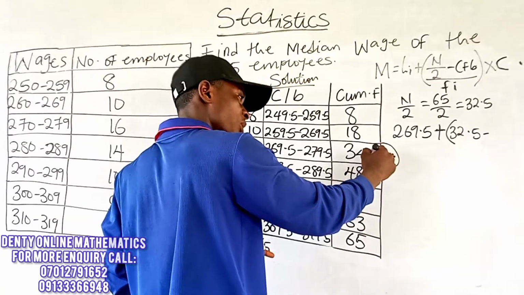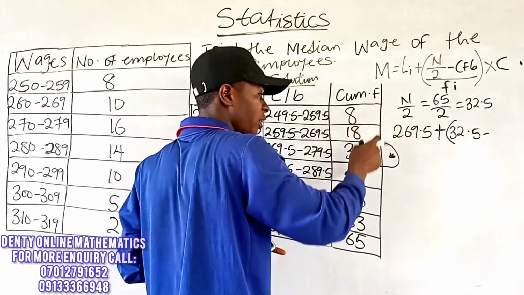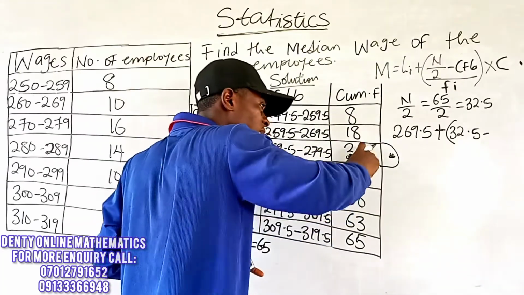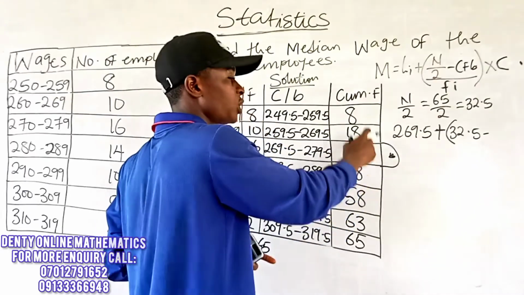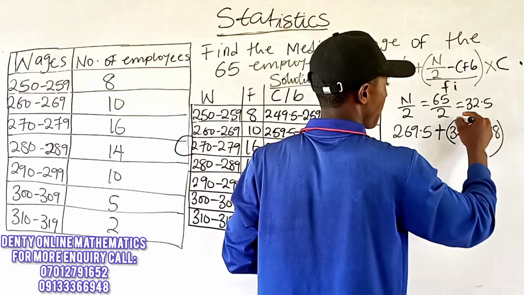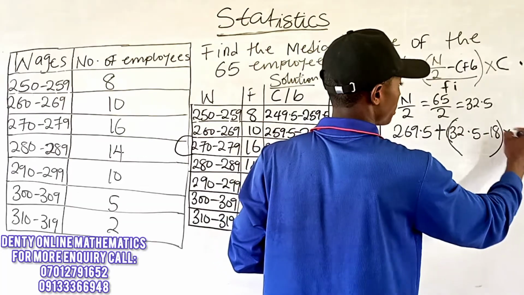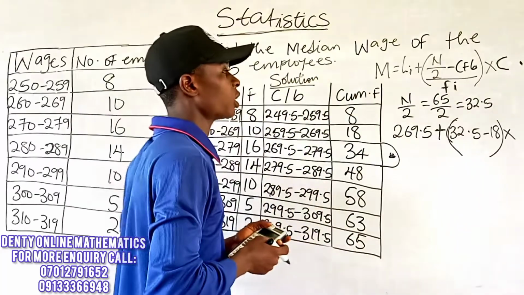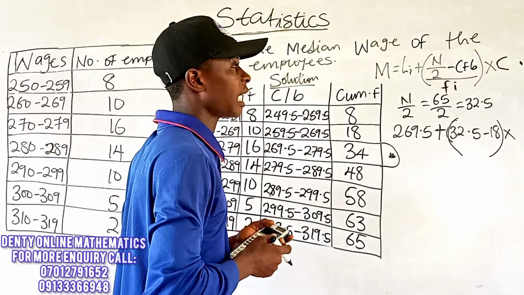So before this one, you are going to have what? 18 is what you have here. So before this cumulative frequency, you have 18. So the cumulative frequency before is 18, times C. The C now is what? The class size.